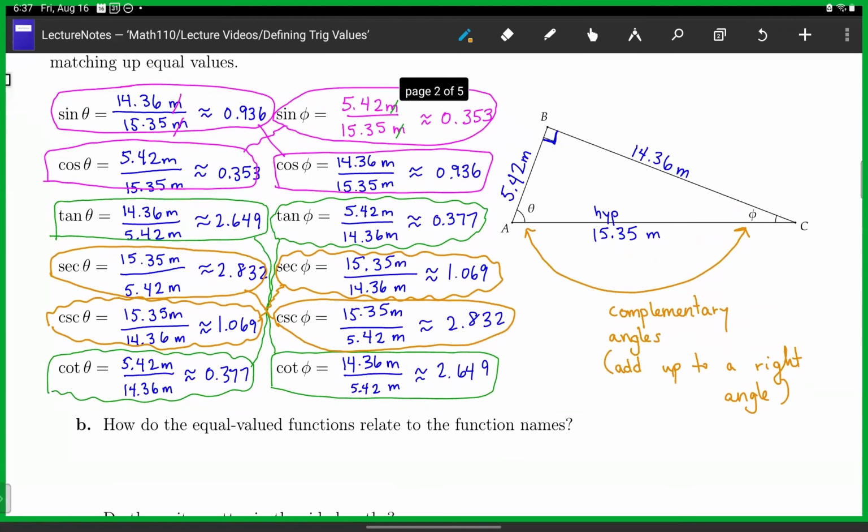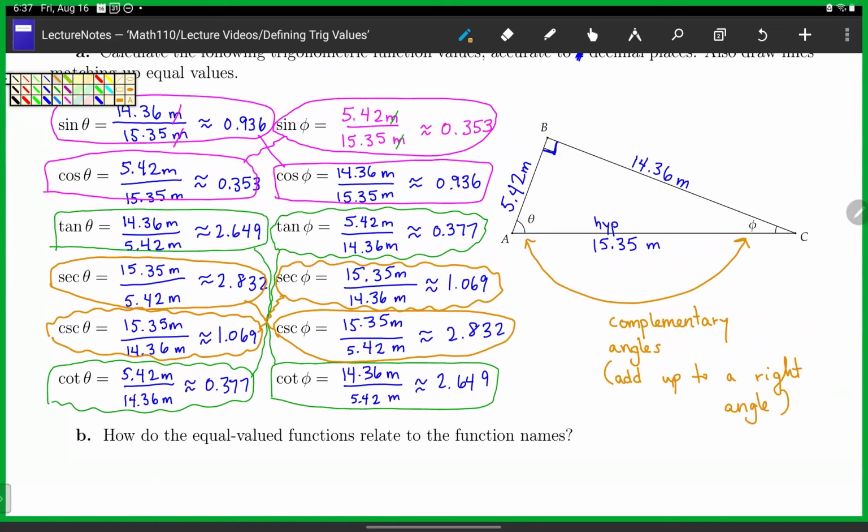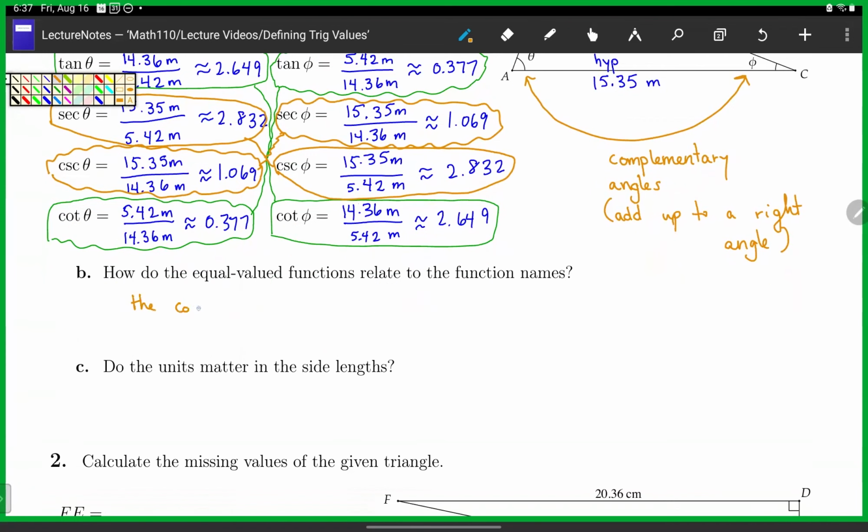So it turns out that the co-functions on one angle are equal to the original functions on the complementary angle, and vice versa. The co-functions of complementary angles are equal. By co-functions, I mean sine and cosine are co-functions of each other. Cosine is the co-function of sine, and sine is in fact the co-function of cosine. And similarly, tangent and cotangent, secant and cosecant.